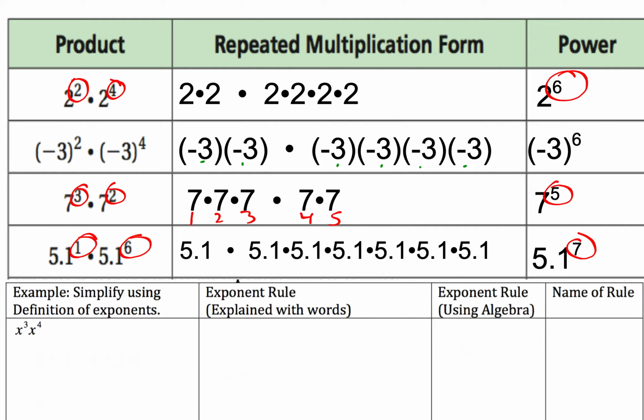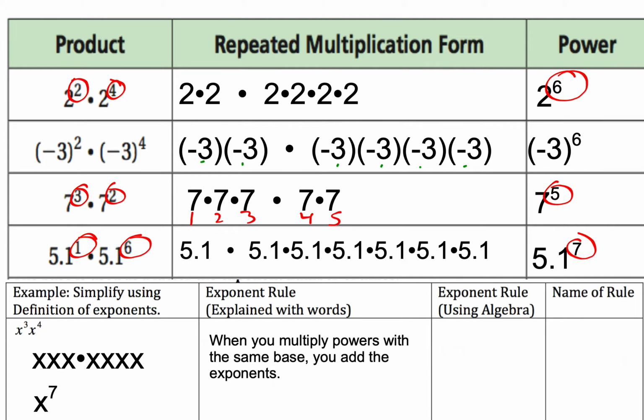So for notes, x to the 3rd times x to the 4th would be xxx times xxxx, and there's 7 of them. We get x to the 7th. I would explain this in words. When you multiply powers with the same base, you add the exponents.